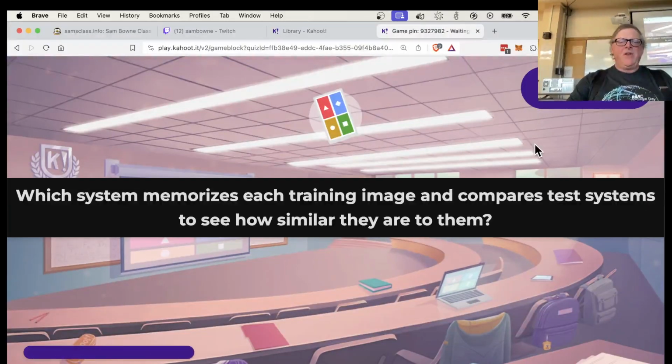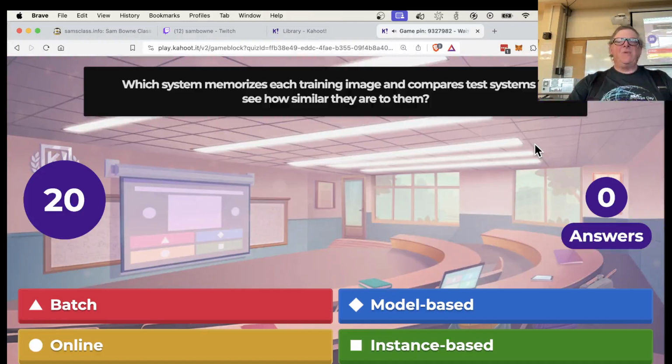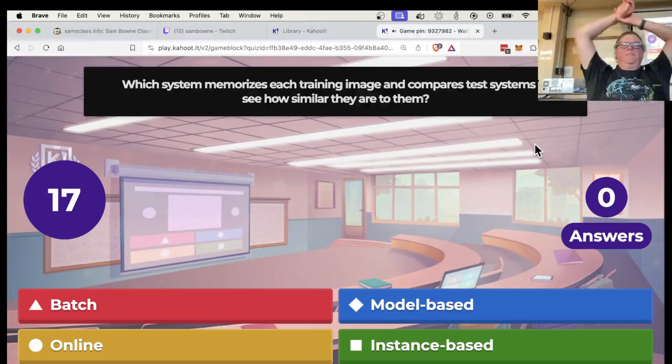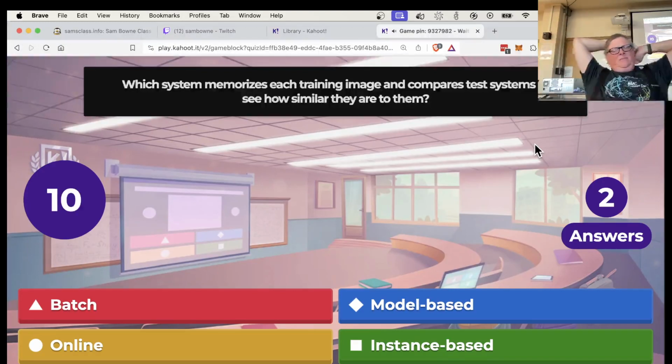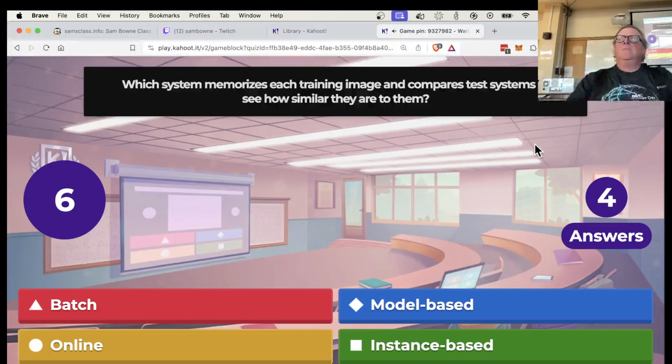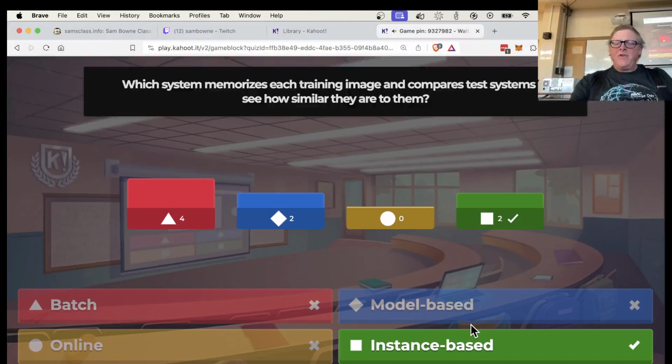All right, so which system will memorize each image and then compare test images to see how similar they are to them? That's the instance-based one.